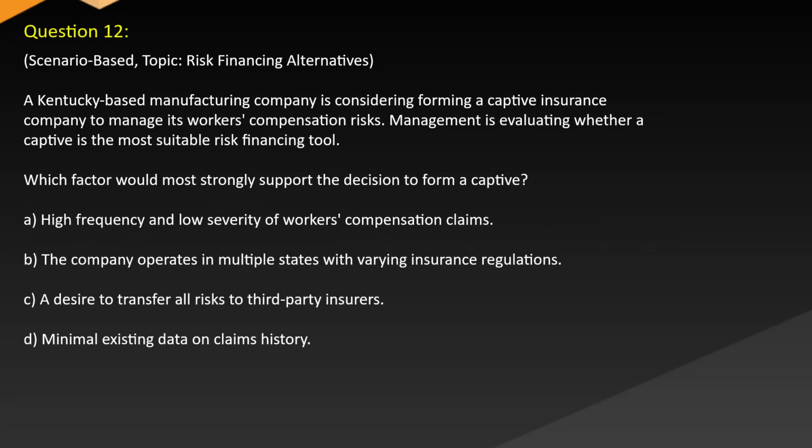Question 12. Scenario-based. Topic: Risk financing alternatives. A Kentucky-based manufacturing company is considering forming a captive insurance company to manage its workers' compensation risks. Management is evaluating whether a captive is the most suitable risk financing tool. Which factor would most strongly support the decision to form a captive? A. High frequency and low severity of workers' compensation claims. B. The company operates in multiple states with varying insurance regulations. C. A desire to transfer all risks to third-party insurers. D. Minimal existing data on claims history.